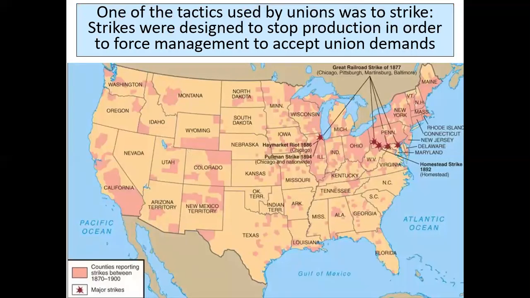So one of the tactics used by unions was to strike. I've already talked about this. Basically, what you're trying to do is if you stop working, the owner of the company is going to lose money. And so he doesn't want that. So he would rather be willing to work with you and get it settled quickly so production can keep going and he can keep making money.